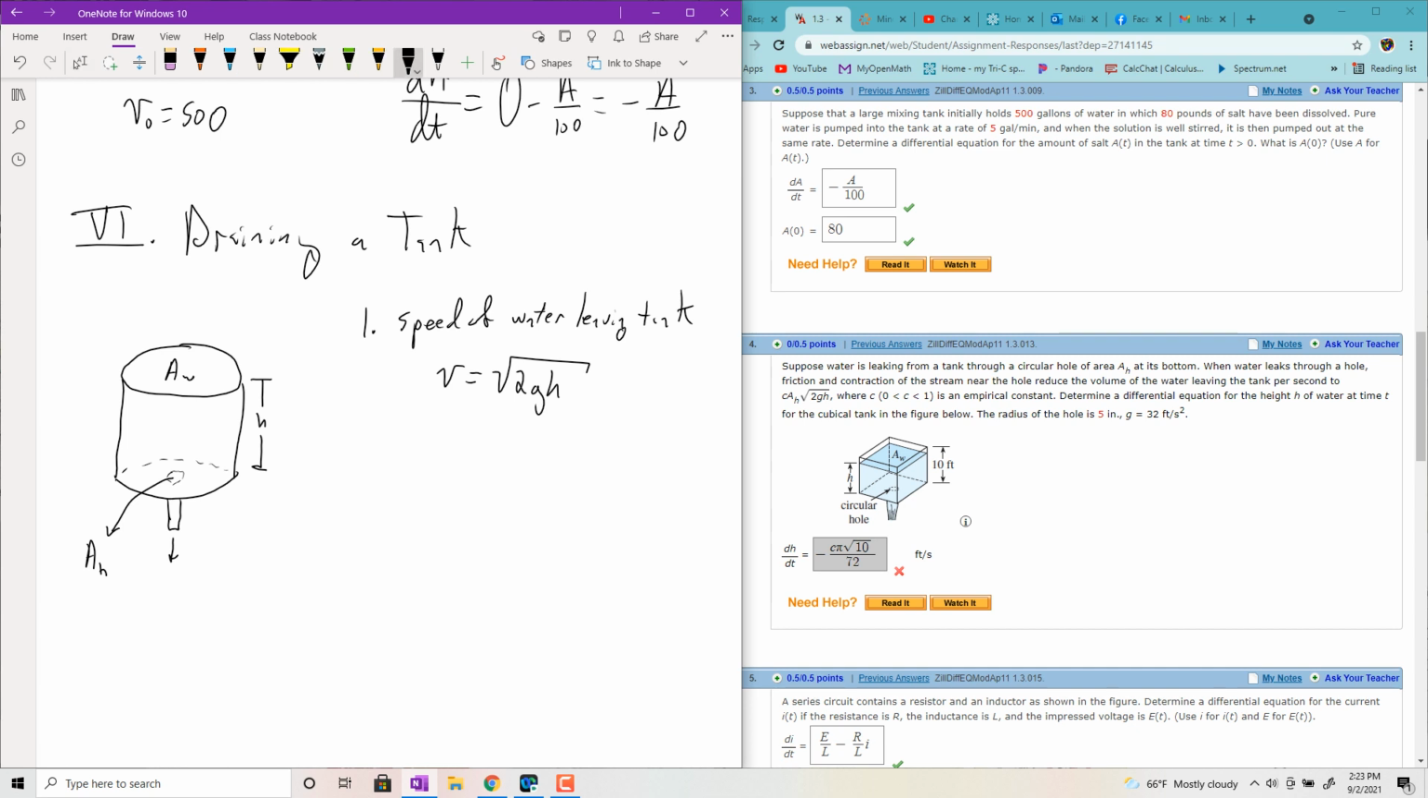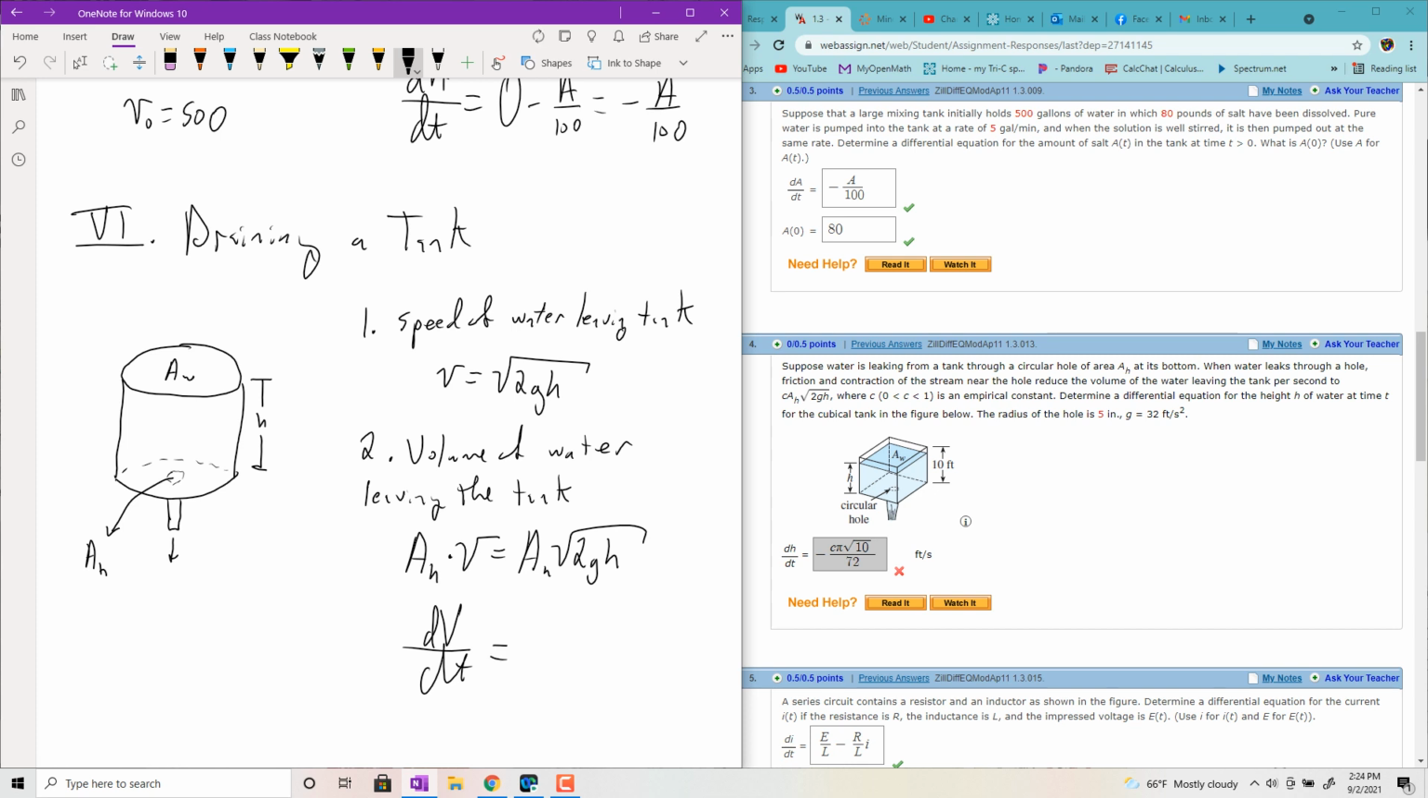Let's see what else. From there, we can talk about the volume of water leaving the tank. Okay, so we can just multiply the area of the hole times this velocity, and you'll get A sub h times the square root of 2gh. And then the rate of change of the volume will just be the negative of that.